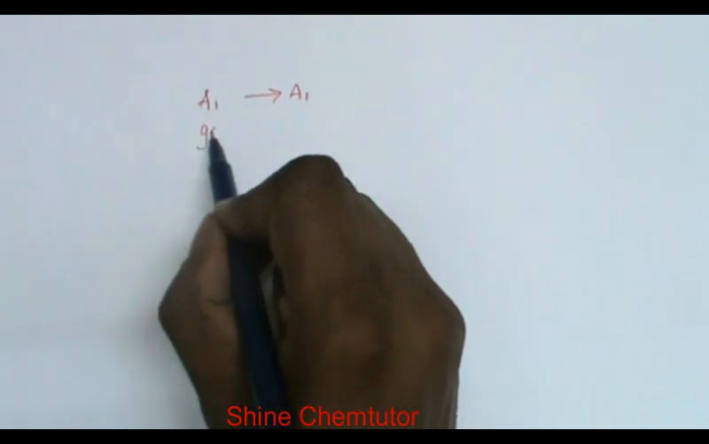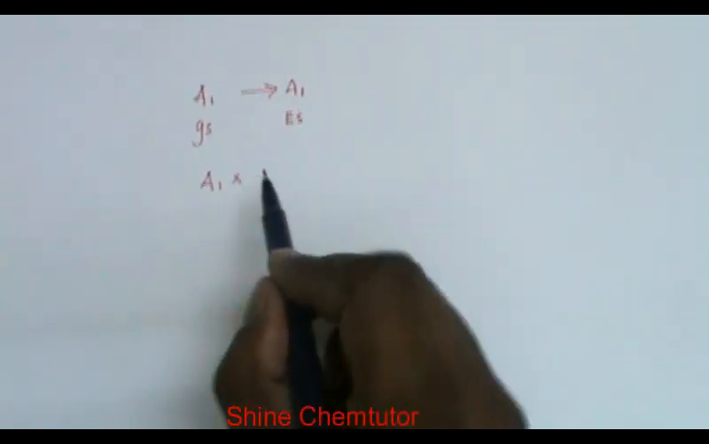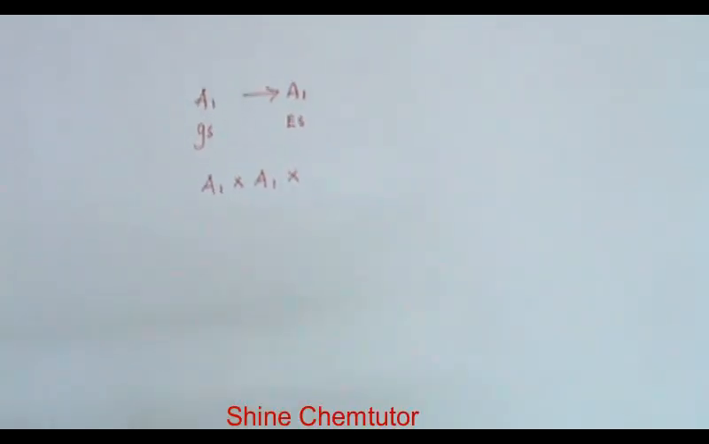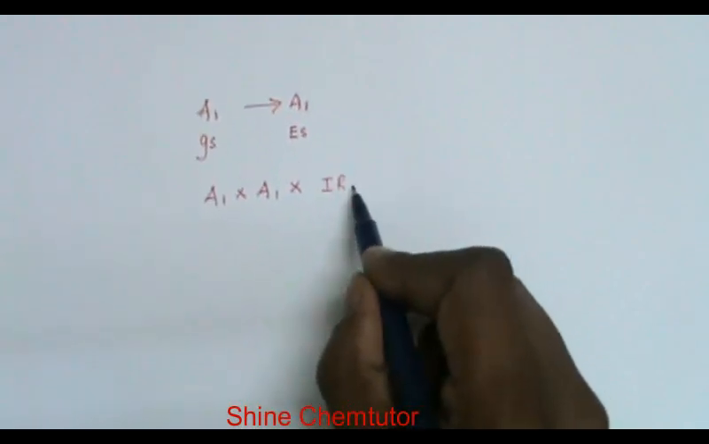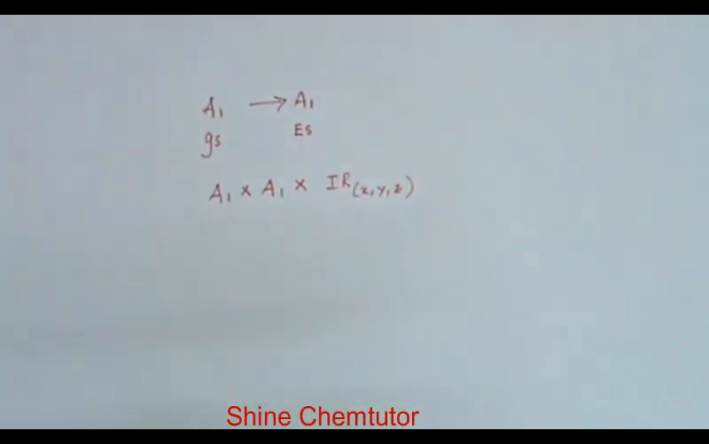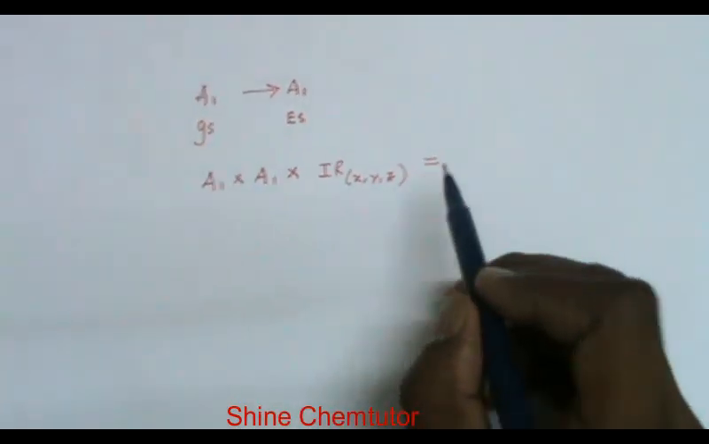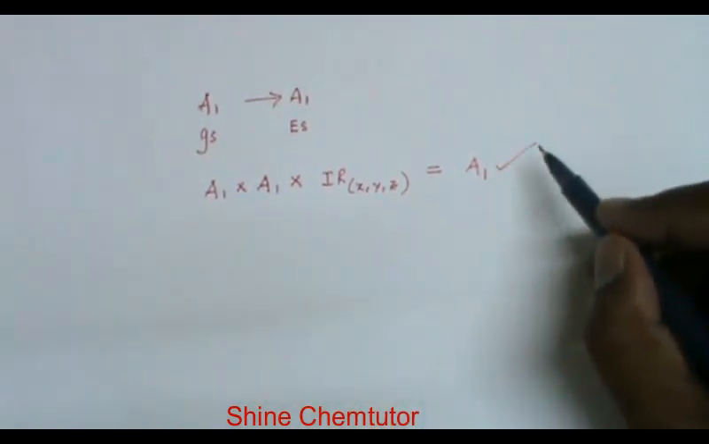We are given four transitions. The first one is A1 to A1. I am going to consider this as the ground state and this as the excited state. Now what I am going to do is take the direct product of the ground state, the excited state, and the irreducible representation that corresponds to x, y and z. When I do that, if I get the totally symmetric irreducible representation, then this transition is allowed.